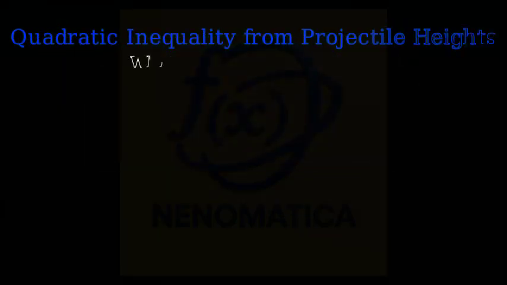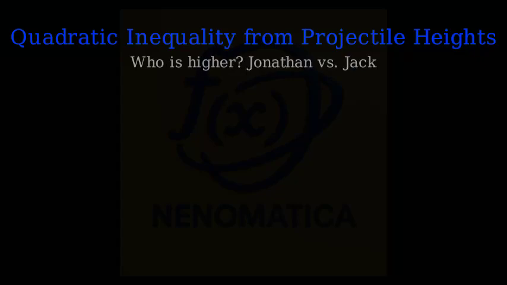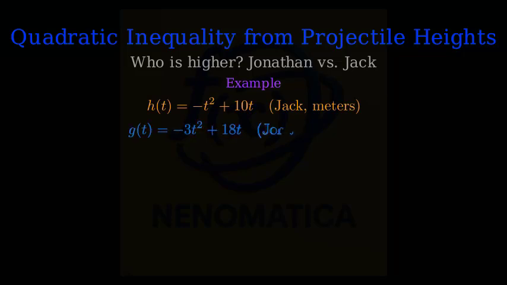In this example, we compare two projectile heights and solve a quadratic inequality. The function h of t equals negative t squared plus 10t gives Jack's ball height in meters. The function g of t equals negative 3t squared plus 18t gives Jonathan's ball height in meters. We want the times when Jonathan's ball is higher than Jack's ball.